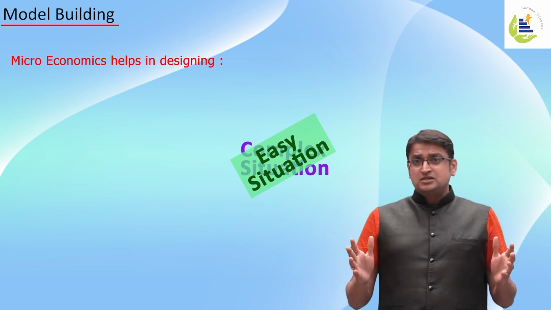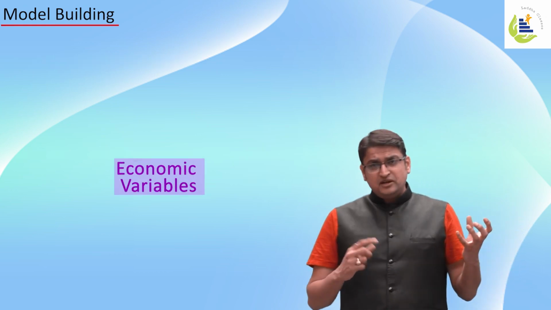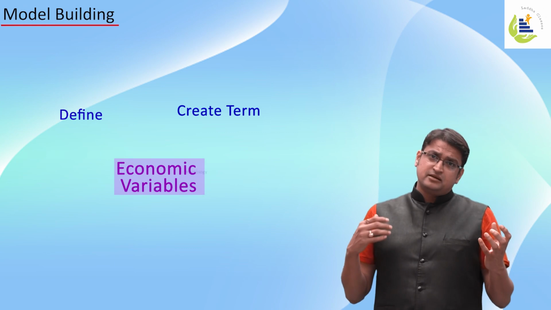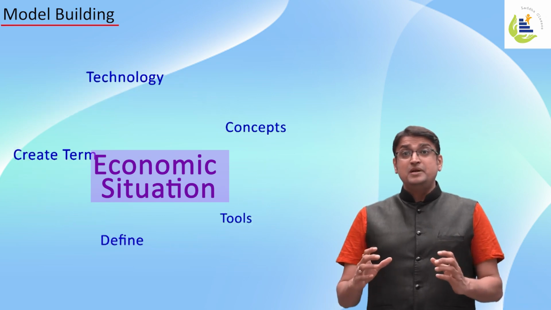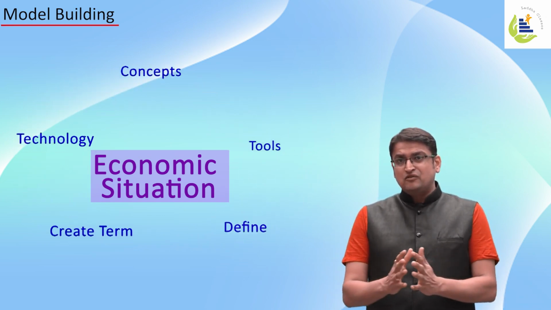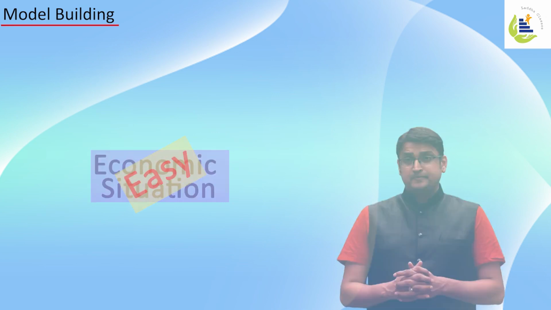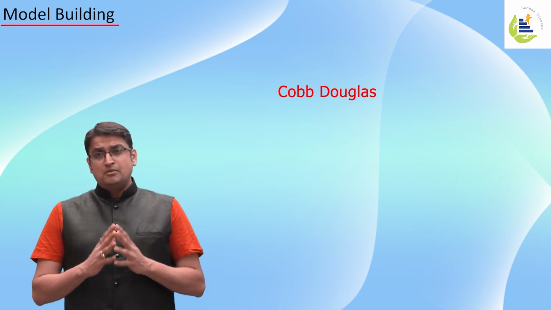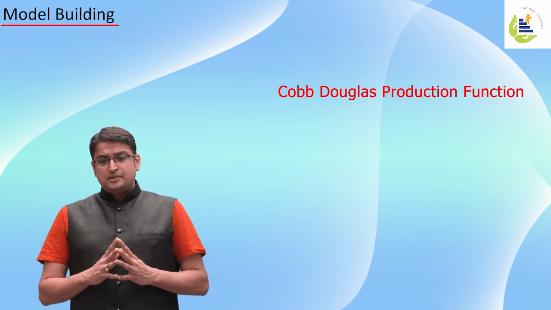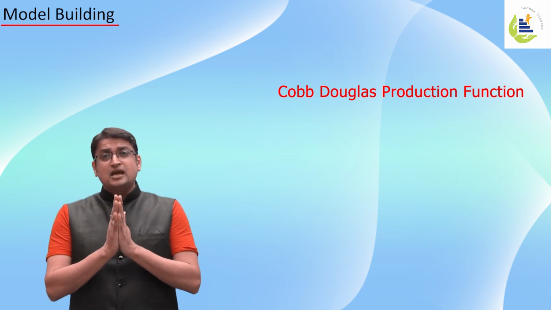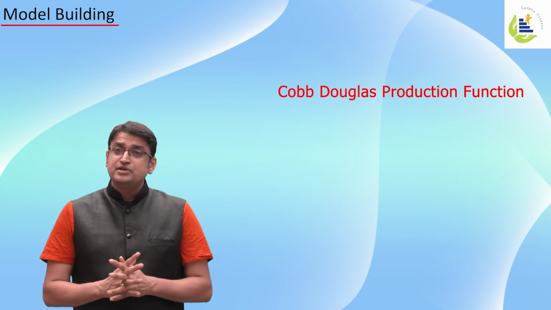So what microeconomics does is take an economic variable, try to define it, create a term for it, create a technology, create a concept, create a tool to analyze the economic situation and build various models to make understanding of those economic situations very easy. I'll give you an example. There is a well-famous economic model for producers, that is the Cobb-Douglas production function. This Cobb-Douglas production function says that a producer, before producing, can identify how much quantity he can produce.